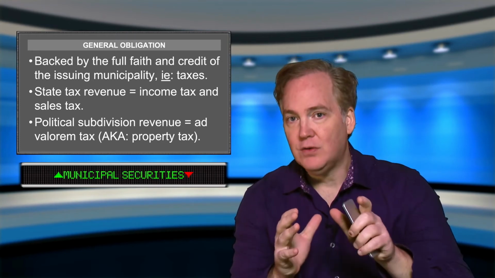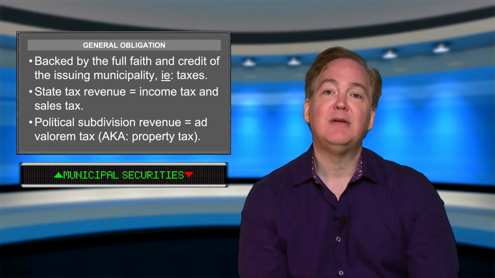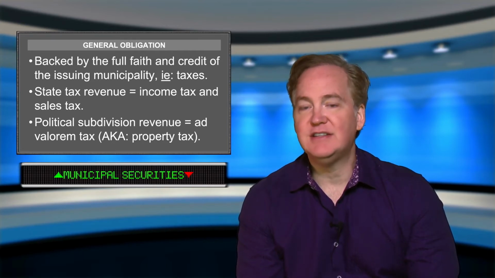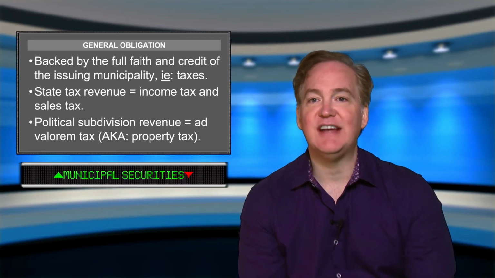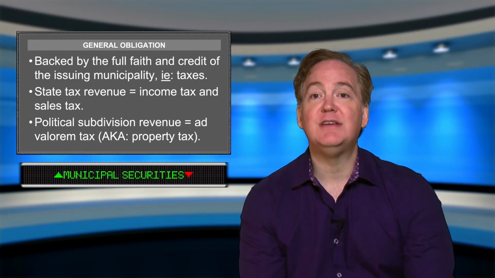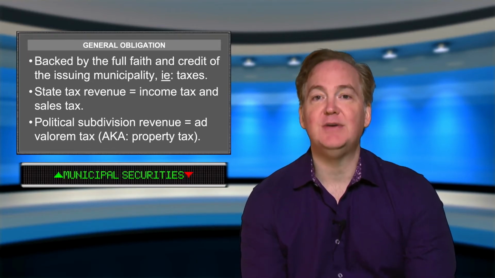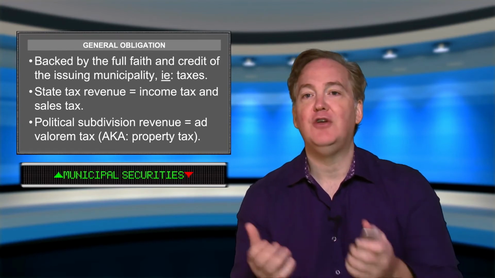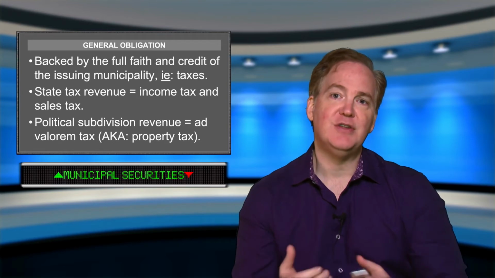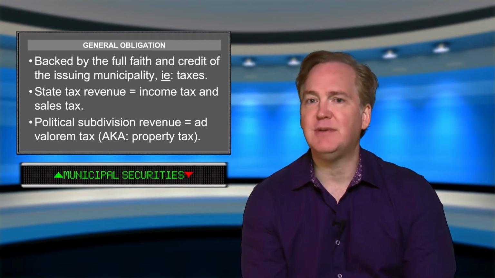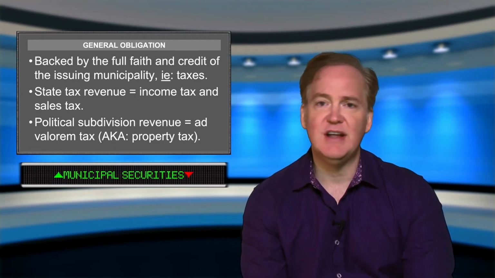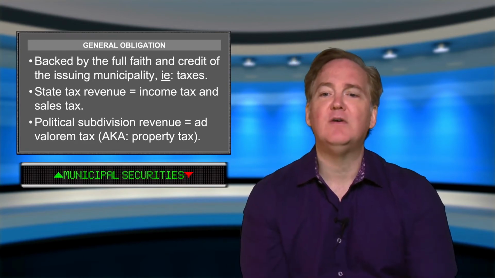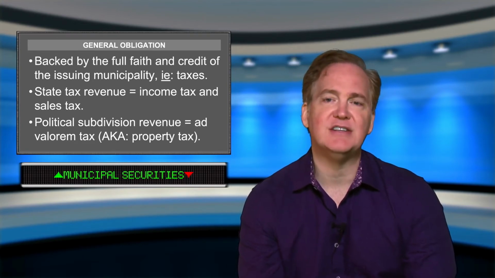At the local level, general obligation bonds are backed by ad valorem taxes, and that is a fancy way of saying value tax, which means property taxes. You and I call them property taxes. You own property, you pay the taxes. So these are the source of funds to pay back general obligation bonds. At the state level, it's sales taxes and income taxes, and at the local level, it's property taxes.